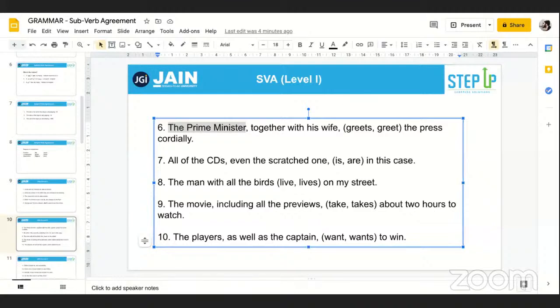Number 7. "All of the CDs, even the scratched one." Now this is easy. For this sentence, the subject is CDs, right? Many, all. So obviously plural. "All the CDs are," right? Sir, I have a question about the verbs. This is a good example.